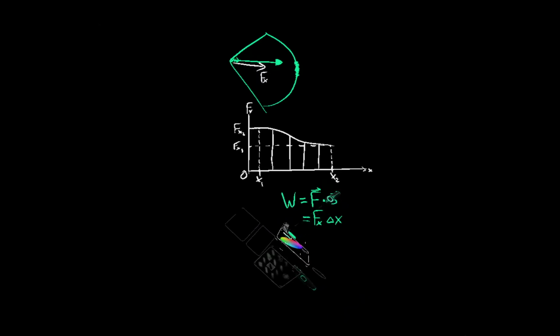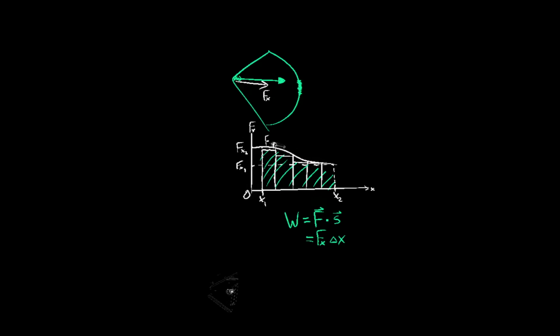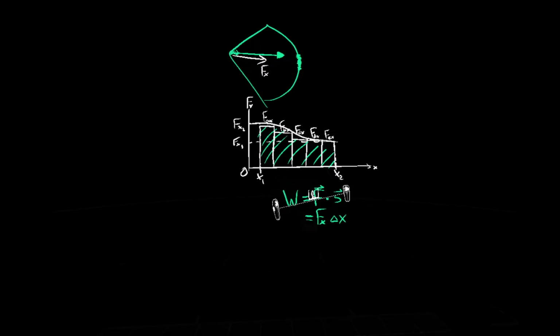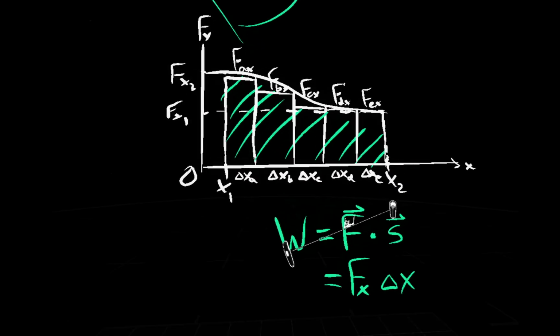That way, when we're finding the area underneath, we would find the area of these rectangular boxes, and add those up, and it would be much more accurate. And so maybe this is FAX, this is FBX, this is FCX, FDX, FEX. And this is delta XA, delta XB, delta XC, and so on. All right, I'll make that bigger so you can see.